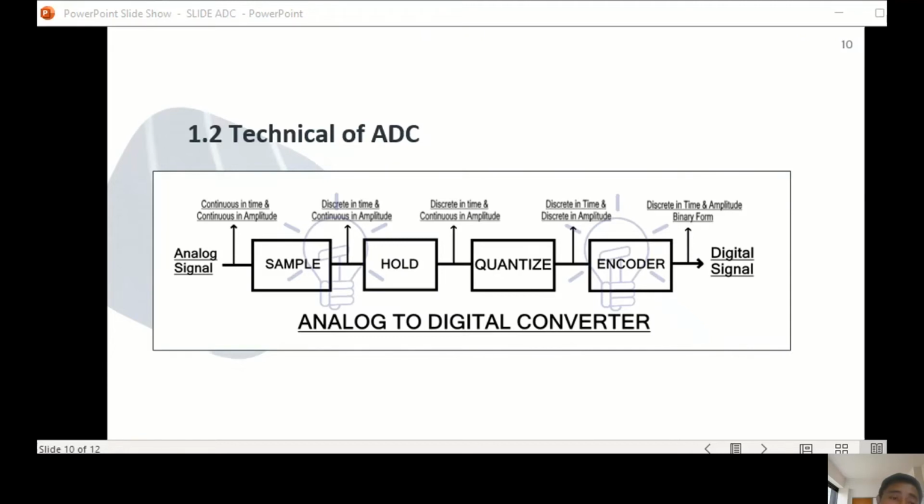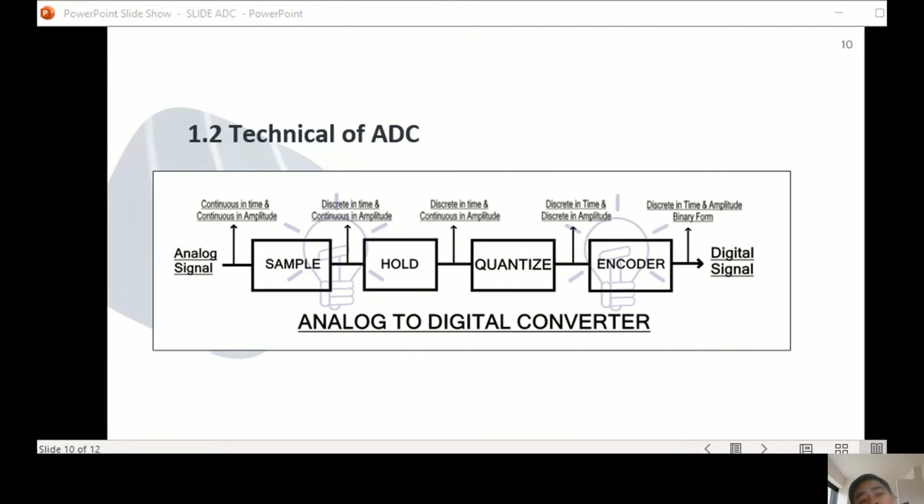This block is used to do the quantization. It transforms continuous or analog amplitude into discrete amplitude. In the hold block, the continuous amplitude value travels through the quantizer block and becomes discrete in amplitude. Because the signal has discrete time and discrete amplitude, it is now in digital form.